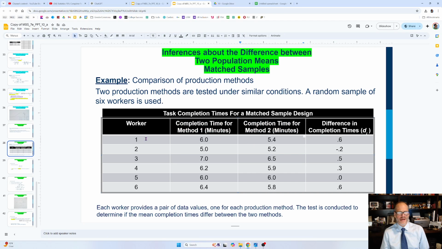So by doing matched samples or paired samples, we have one worker and we see how long it takes that one worker to complete things doing method 1 and how long it takes that same worker to complete things doing method 2.